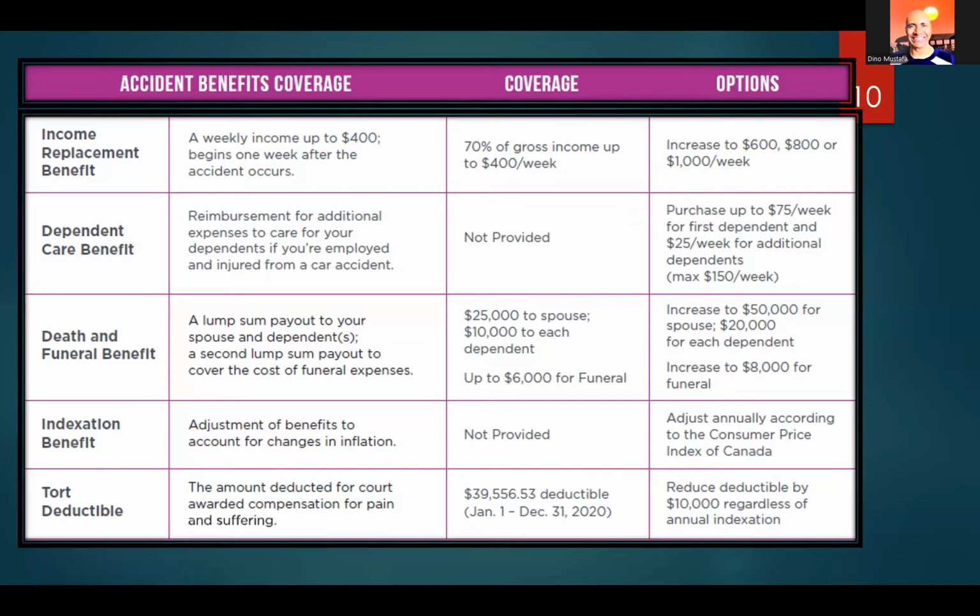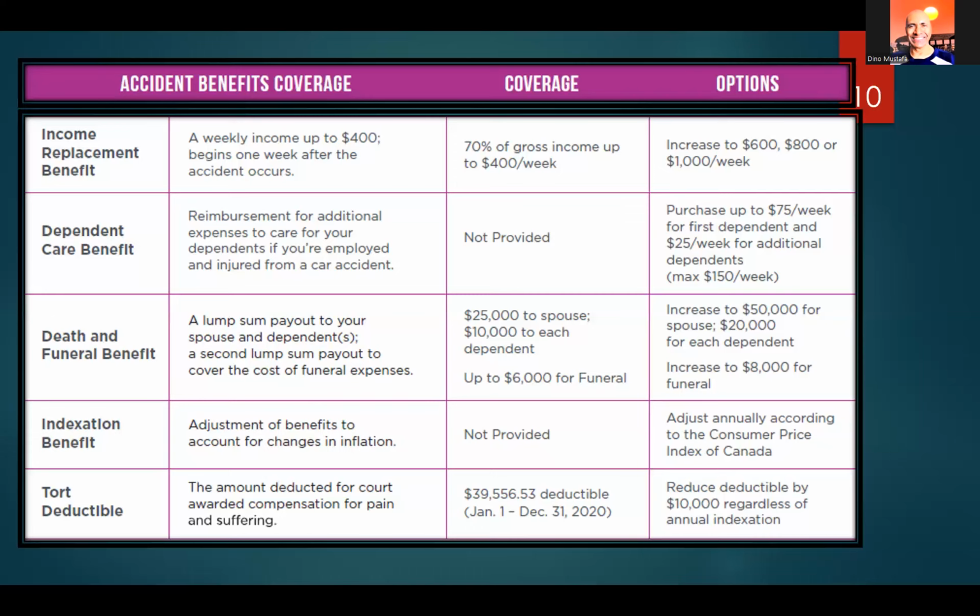Because many people cannot maintain their family with 400 a week, okay? Unless you're making under $25,000. But anyone making 25 to 30 or more, which is most people, then 400 is not going to cut it. So yes, you have the option to increase it to 600 a week, 800, or even 1,000 a week. Those are the options you have.